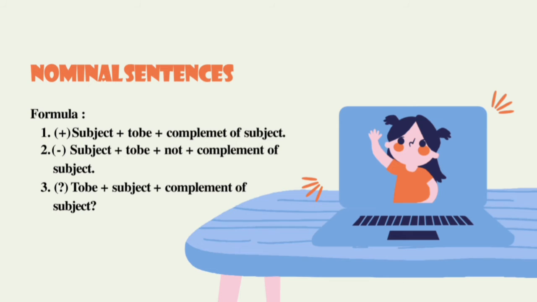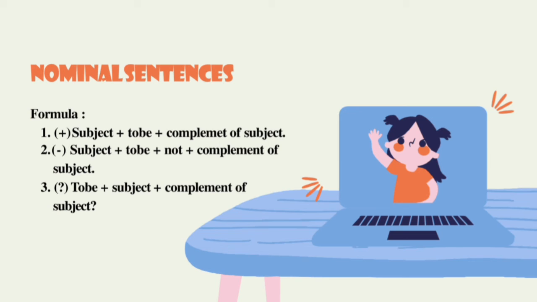And now we talk about nominal sentences. What are nominal sentences? A nominal sentence is a sentence that only uses a verb in the form of to be as the main verb. And in these slides, we can find some formulas.